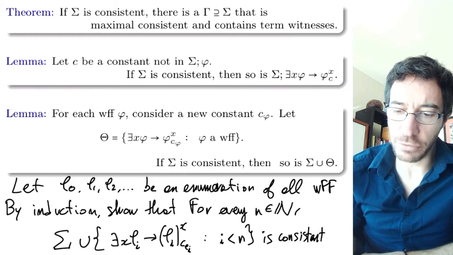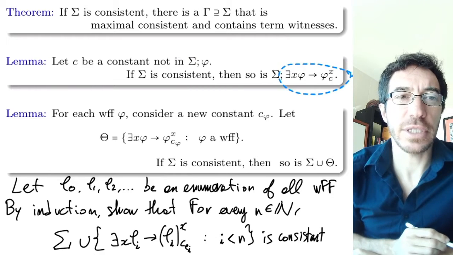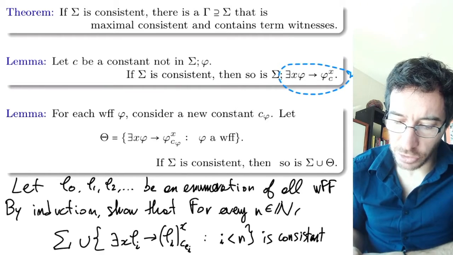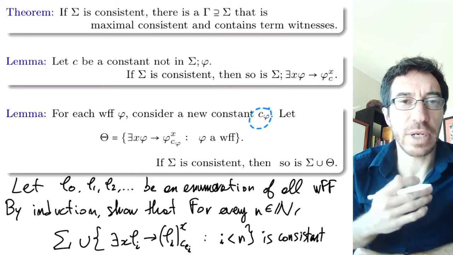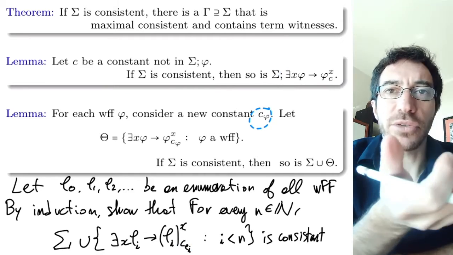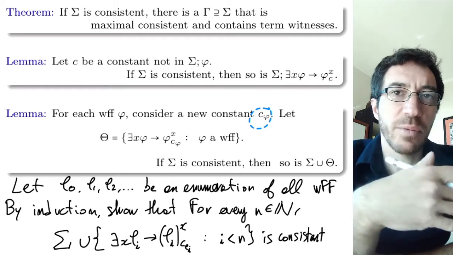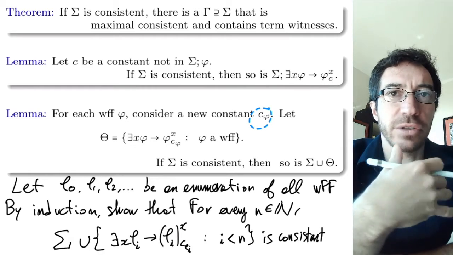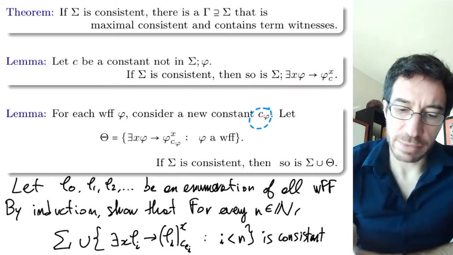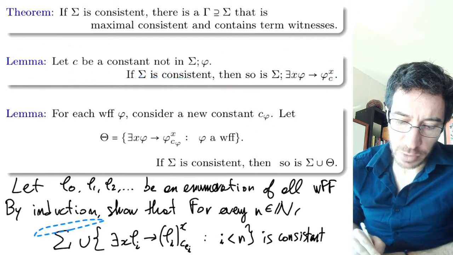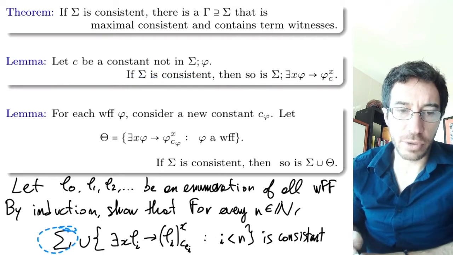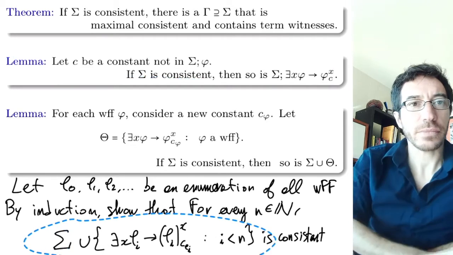If we add one formula of this form and the constant c is new, and remember we're adding these new constants that are all new and they don't use the previous ones, every time we add a new one, we stay consistent. So we are adding them by induction, one at a time, and each time we use this lemma, and we always stay consistent. We started with something consistent and we add more and more and more, we stay consistent.